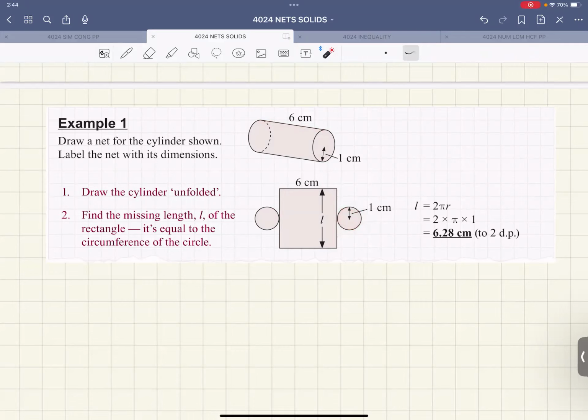And find the missing length of the rectangle. It's equal to the circumference of the circle. So this is the diameter. Yes, if we fold it, that's the circumference. The circumference is 6.28. It's not 2, it's more than that. The reason being the diameter is 2, but when we roll it out, it's the circumference. So that is something very important. Just remember that.